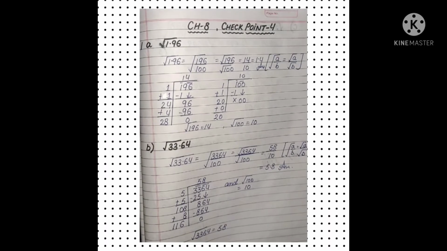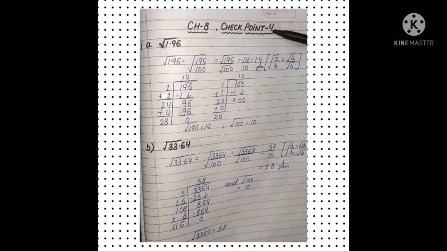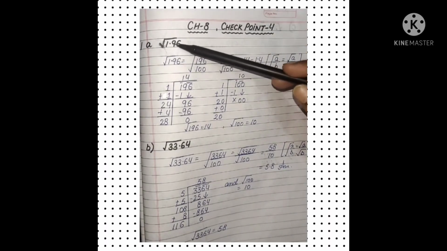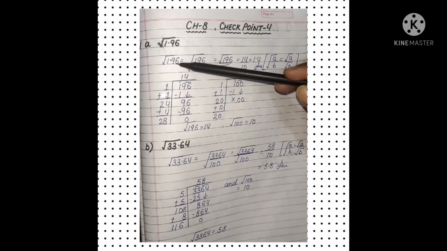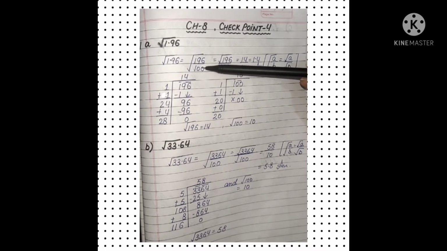Students, in A part of question 1 of checkpoint 4, a number is given in decimal form and we have to find its square root. So first of all, we will remove the decimal. Under root 1.96 can be written as under root 196 upon 100. There are two digits after the decimal. So when you remove the decimal, two zeros will be added in the denominator and it will become under root 196 upon 100.